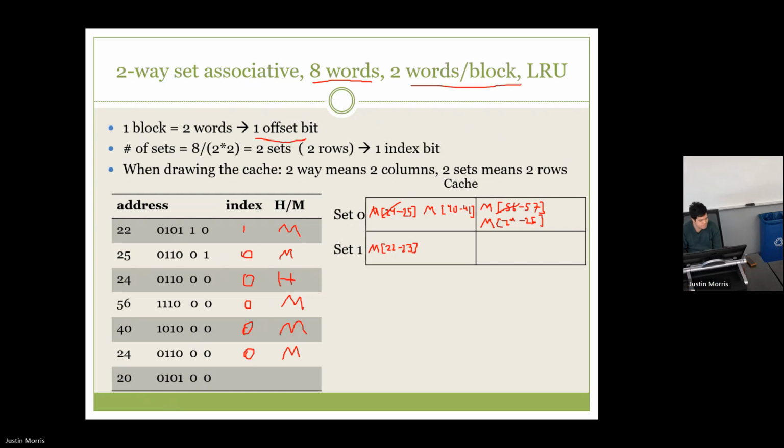All right, 20. Index is, again, tags don't match. Which one do I replace? Memory 20 through 21. Okay. So this is our final cache.